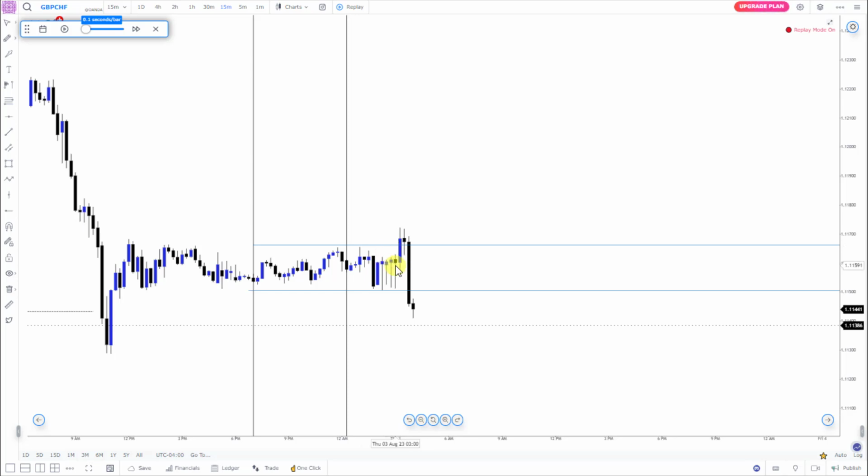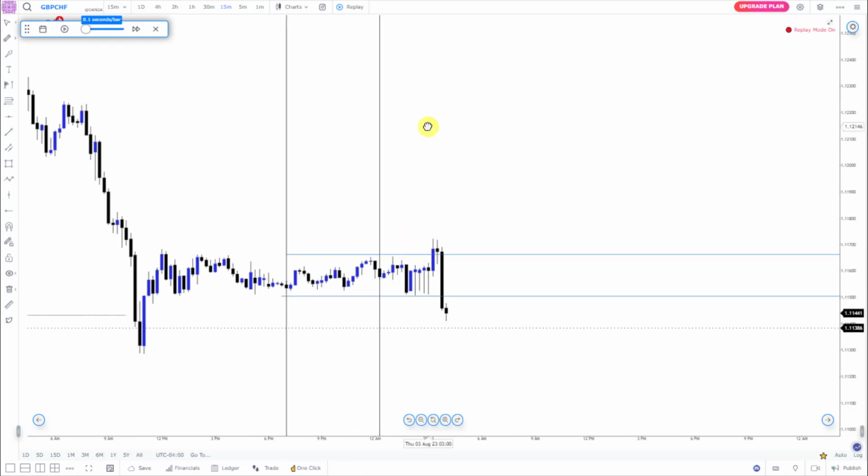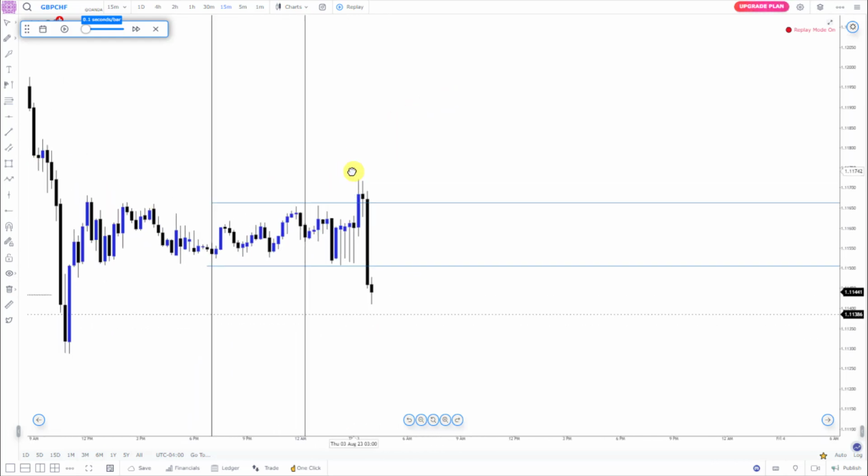What we see is that price sweeps the high, and after price sweeps the high, what do you see? A massive push to the downside. I hope you can clearly see what just happened there. Price sweeps the liquidity above the high, and you see the massive push to the downside.